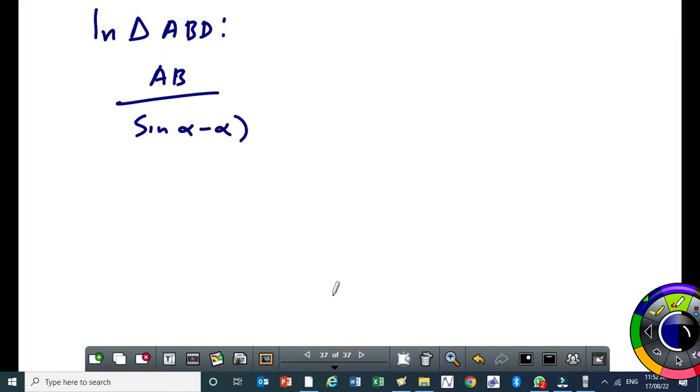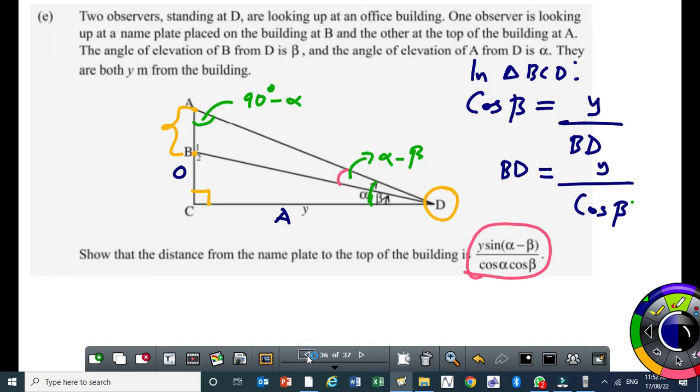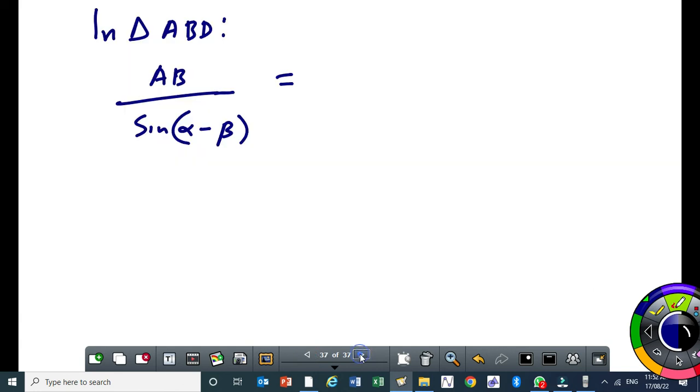But I'm writing alpha again there. Okay, let me delete that. So that should be sine alpha. Maybe today I like alpha a lot. Okay, then, so it's AB over sine alpha minus beta. Since I know BD, it will be BD over sine 90 degrees minus alpha.